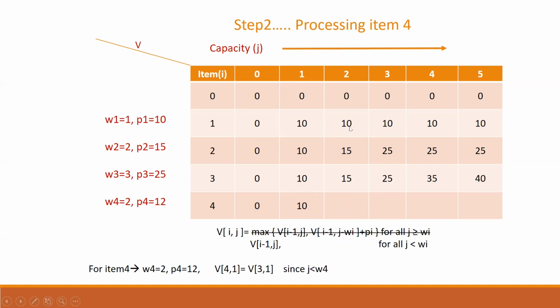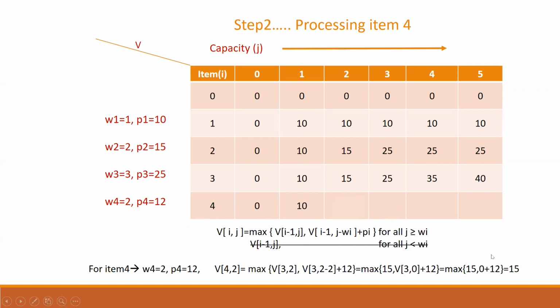Next, since the capacity is 2 and the weight is also 2, we can put this new item 4 in the bag. If you put it like that, the profit becomes 12. But the old profit is already 15. Which one is the maximum? The 15 is the maximum. So we are choosing this solution itself. That means by considering item 4, the profit is not maximum. The previous solution itself gives the maximum value, so we are not choosing this new item here. So this value is copied here.